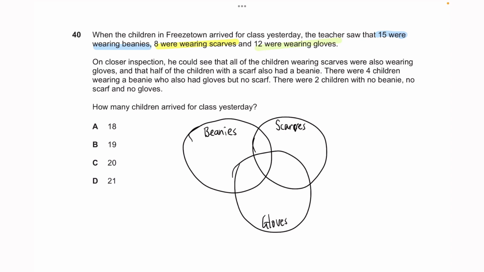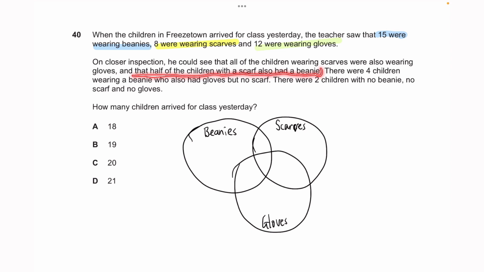Now, the key thing about a Venn diagram, boys and girls, is all of this equals 15. All of this has to equal 8, even the overlapping section, and all of this has to equal 12. So there's actually quite a lot of information. This is the overall picture, but on closer inspection, we can see that all the children wearing scarves were also wearing gloves. So if you were wearing a scarf, you were also wearing a glove. And half of those children with a scarf also had a beanie.